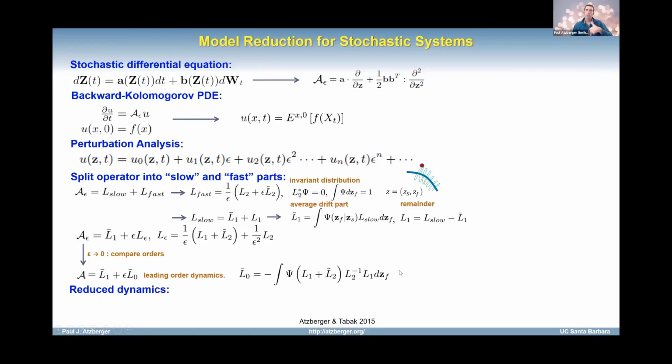But nonetheless, if you organize and split the operator the appropriate way, perform this analysis to get what L2 inverse of L1 is, average it appropriately, you can actually deduce an infinitesimal generator for essentially the U0, U1 term, and reading off the coefficients then gives you a stochastic process that only involves the slow degrees of freedom.